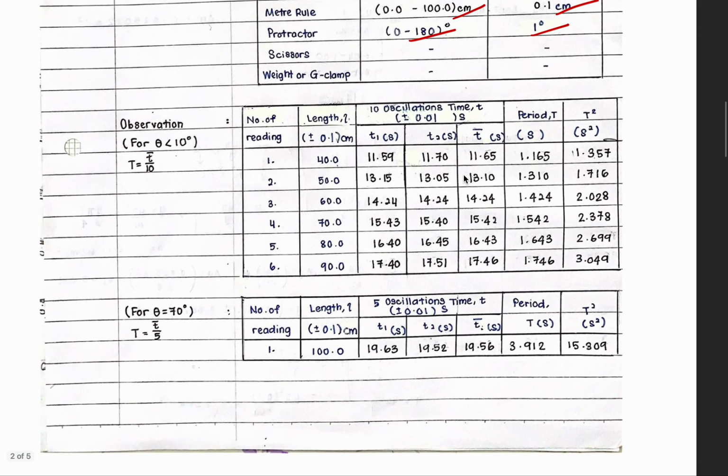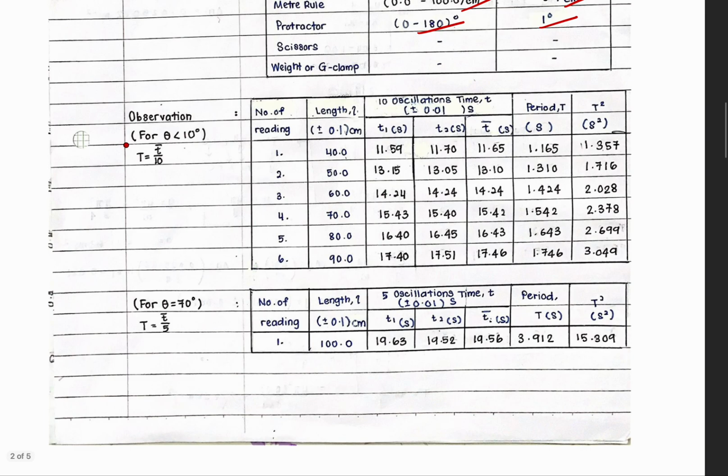So next, going into your table. Kita ada dua table, satu untuk angle lebih kecil daripada 10 and also satu untuk angle equals to 70. For your readings there are 6 readings. Kita ada length, time 1, time 2 and also your average and your period. Length is in cm and it has to be in 1 decimal place. So semua wajib ada 0.0. And the uncertainty for your meter rule, which is used to measure your length, is 0.1 cm.